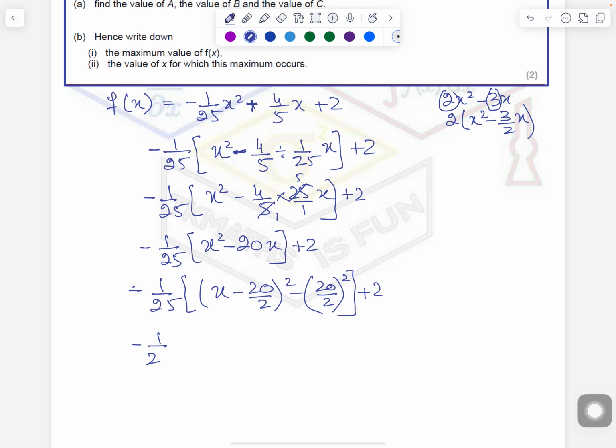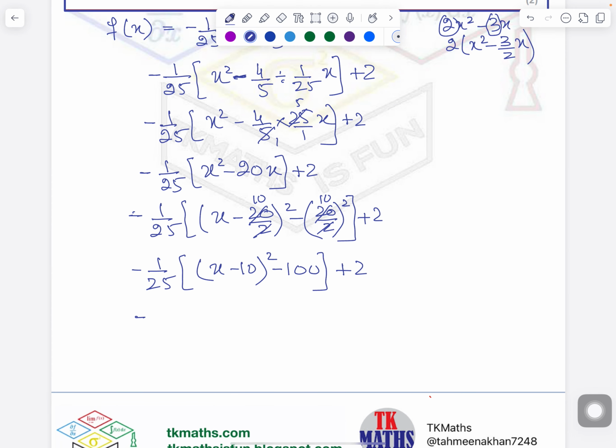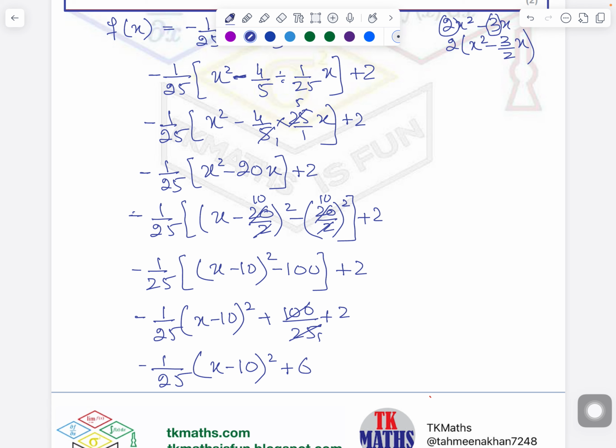So minus 1 over 25. You can simplify it here. This is also simplified. Now you will expand the bracket. So minus 1 over 25 (x minus 10) whole squared, minus 100 upon 25, plus 2. So finally I got the form (x minus 10) whole squared plus 6, because 25 fours are 100.